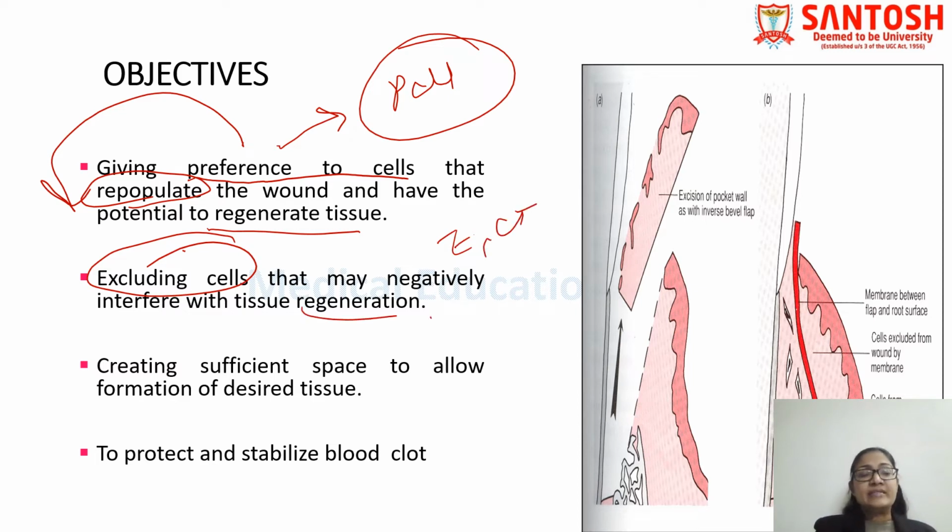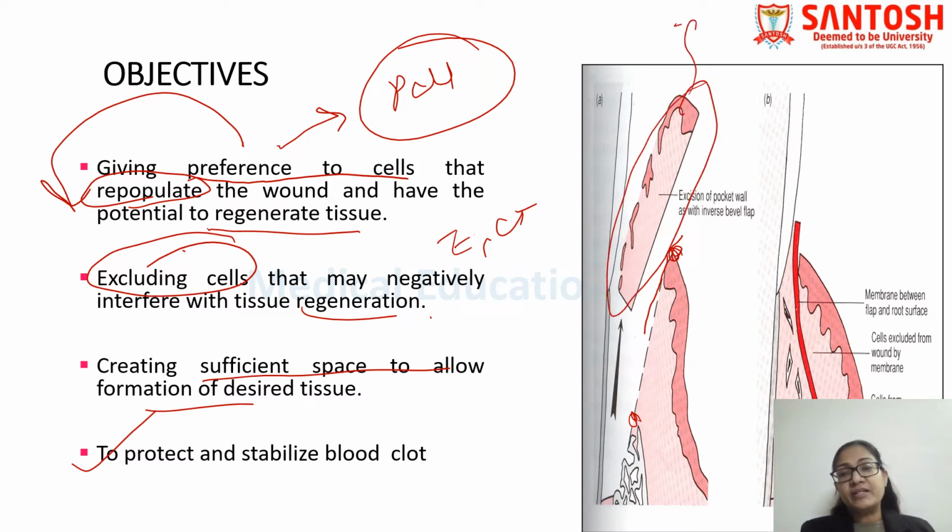Okay. Next is creating sufficient space to allow for formation of the desired tissue, and of course to protect and stabilize the clot. Now see, in this figure you can very well appreciate it. We have given an internal bevel incision from your gingival margin to the crest of the bone, right? And this is a disease pocket epithelium which we cut out and incise and remove.